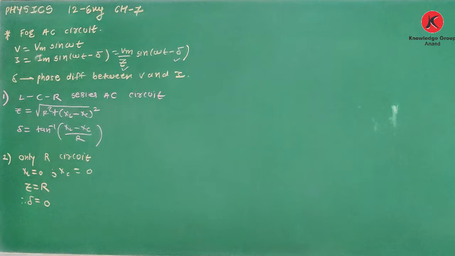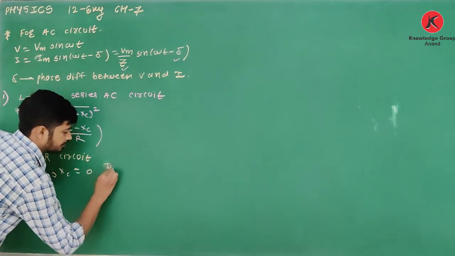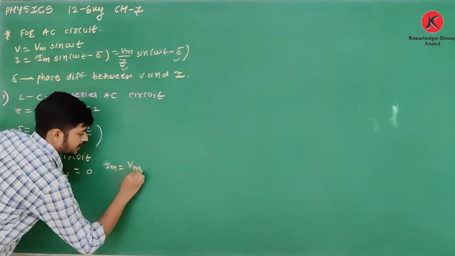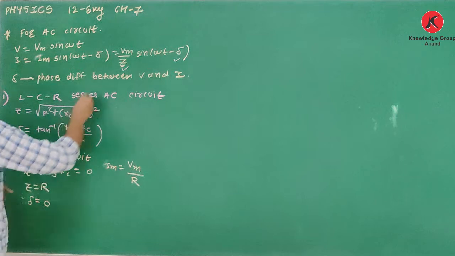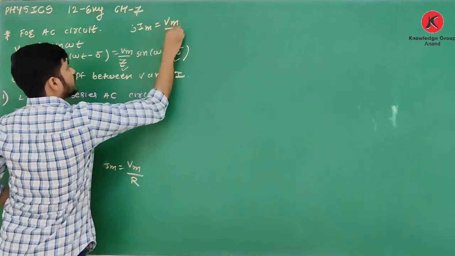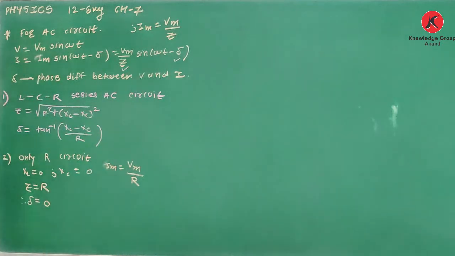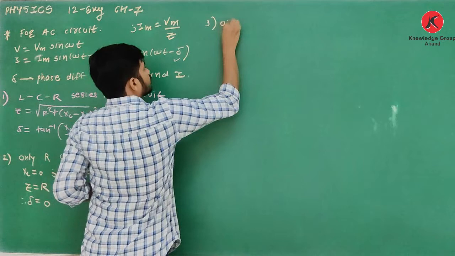Clear about this? Okay. So in this case you will get Im is equal to Vm upon R. But what is Im? Im is equal to Vm upon Z. Clear about this? Okay. Now next one is number 3.